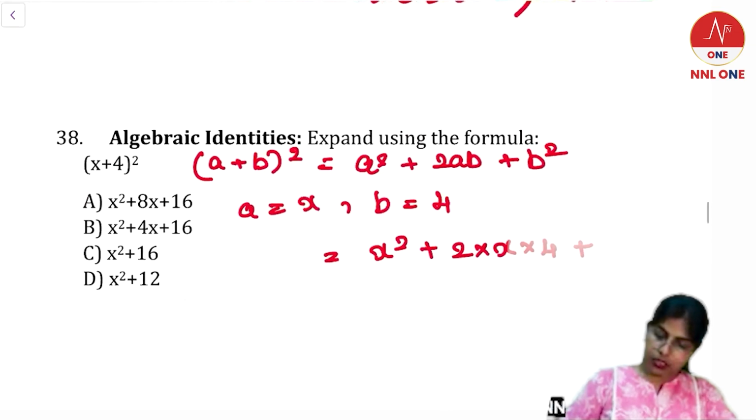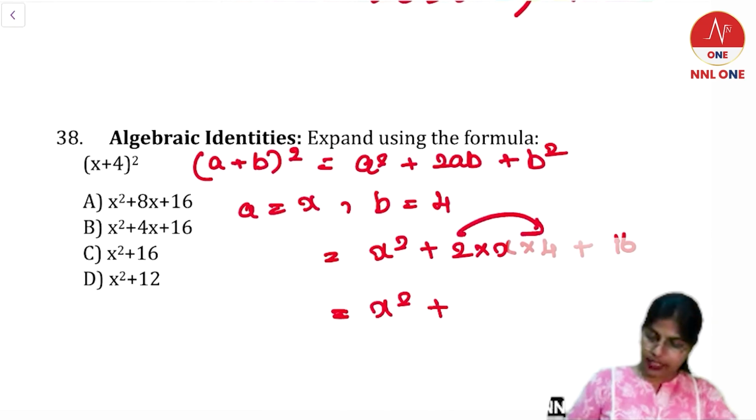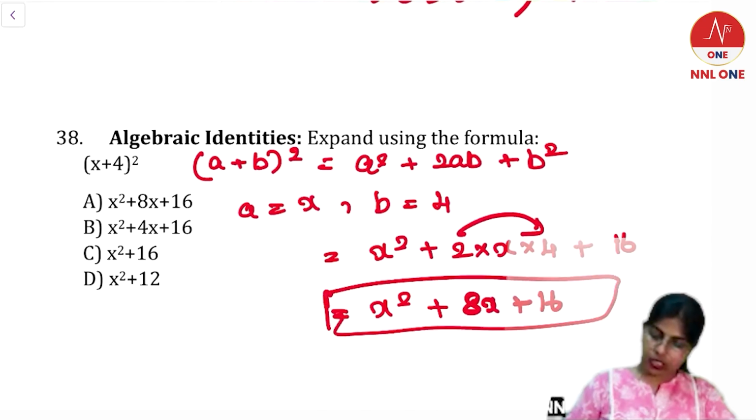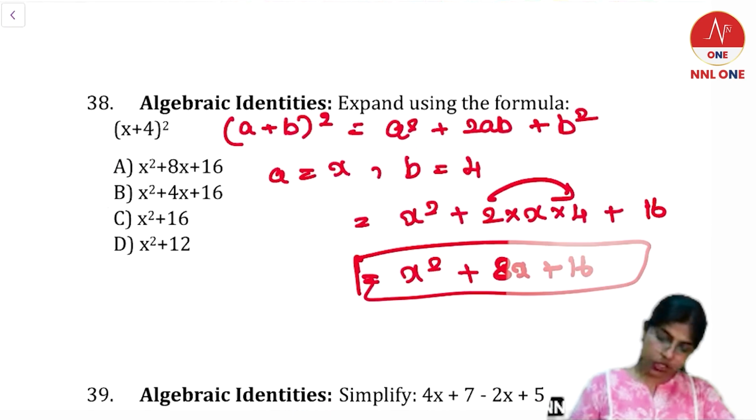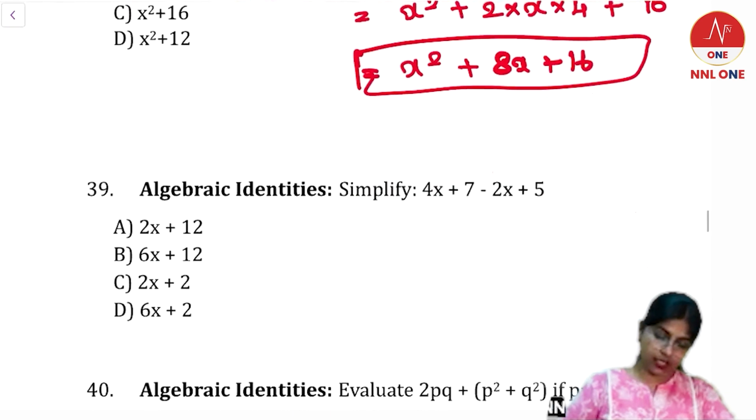What is b square? 4 into 4, it is 16. x square plus 2 into 4, it is 8, 8x plus 16. That's all. You can check it. So this is your answer. x square plus 8x plus 16 is your resultant answer. Check which, your option A is the correct answer.